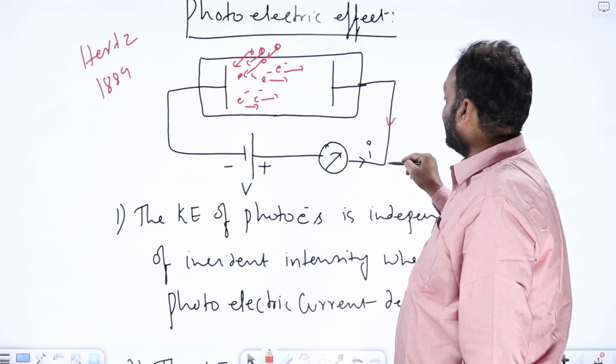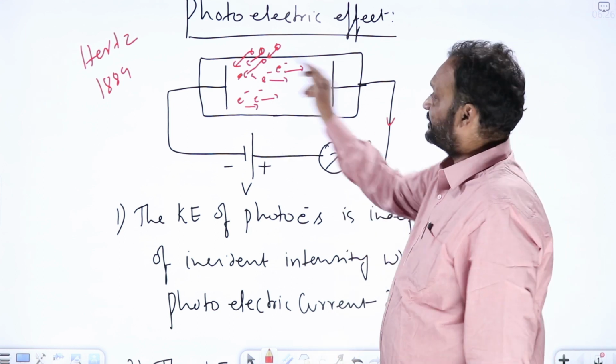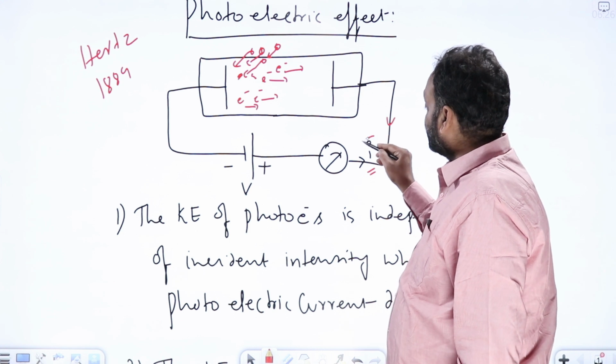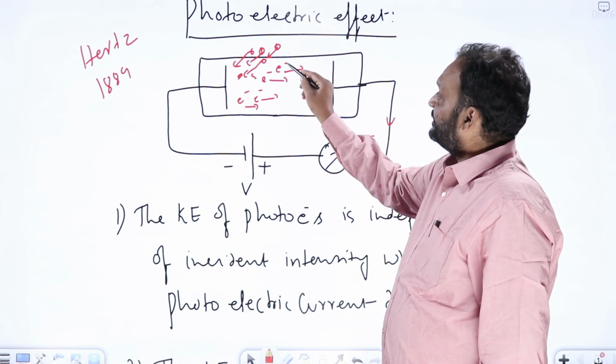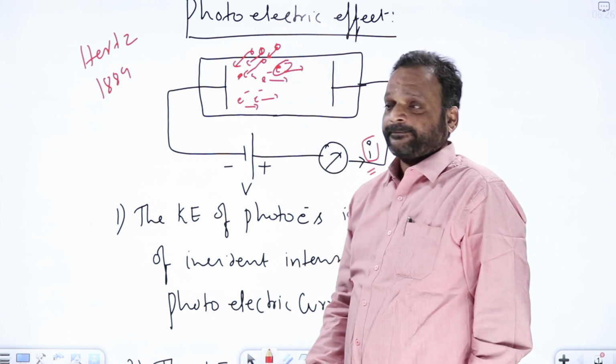When electrons are flowing like this, we say current due to them will be in the opposite direction. Current will be in this direction like this. This current in the external circuit is called photoelectric current. These emitted electrons are called photoelectrons, and this effect is known as photoelectric effect.